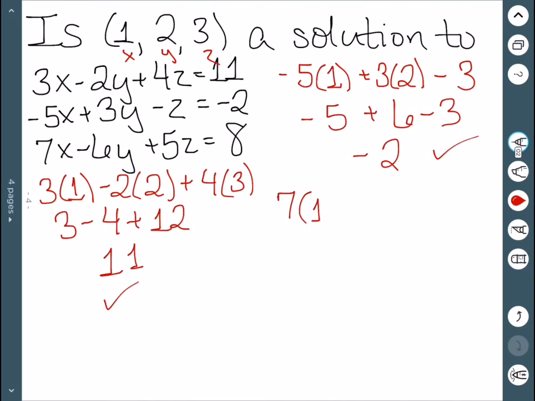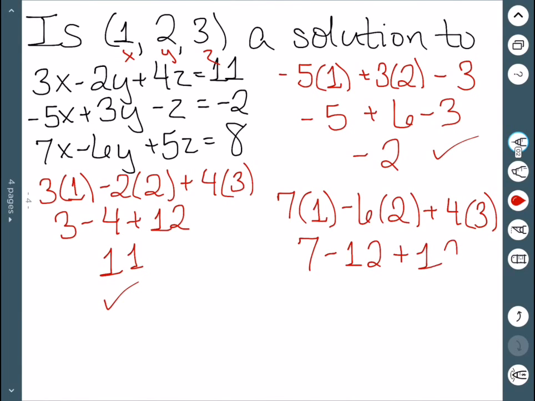We now need to check the third equation. 7 times x, which is 1, minus 6 times y, which is 2, plus 4 times z, which is 3. 7 minus 12 plus 12 is equal to 7. However, it was supposed to be equal to 8. So this does not work. It is not a solution. If we want something to be a solution, it needs to work for all equations. And if it fails for just one of them, it is not a solution.